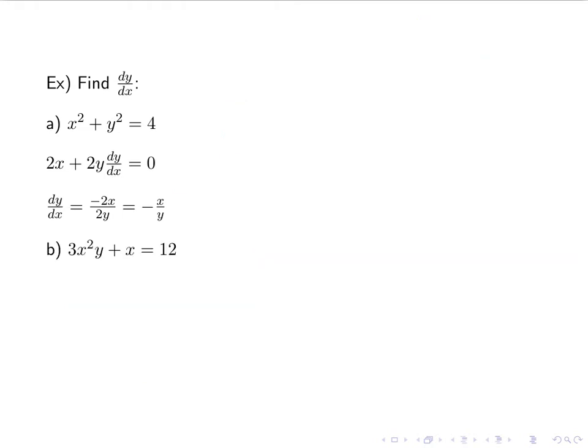3x squared times y plus x equals 12. So the derivative of x is 1. The derivative of 12 is 0. So it's the 3x squared y that we have to watch out for. So I'm going to do it over here. So we have 3x squared times y. I have a product, which means I need the product rule.